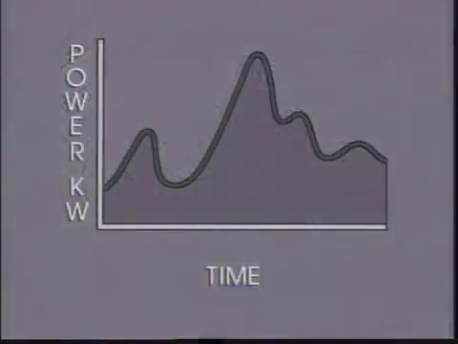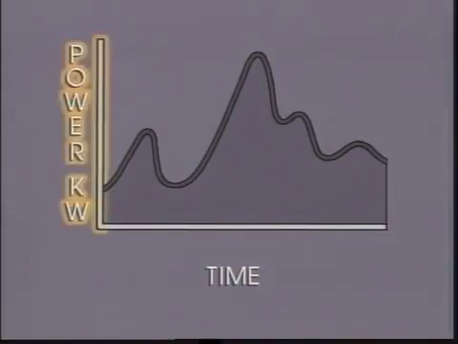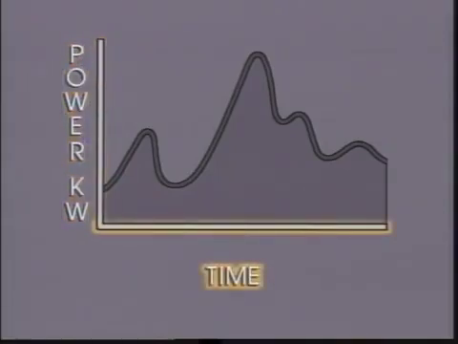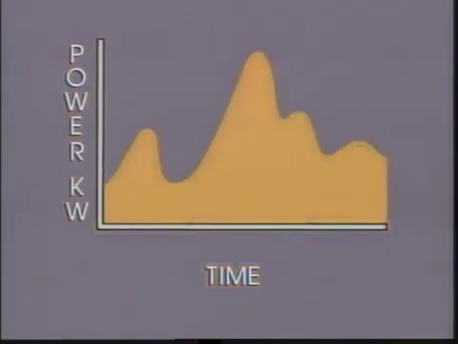The meaning of demand can be explained more clearly using a chart showing power usage over a period of time. The vertical axis on this chart represents power in kilowatts. The horizontal axis represents time. The shaded area represents the amount of power that a given customer used over time.